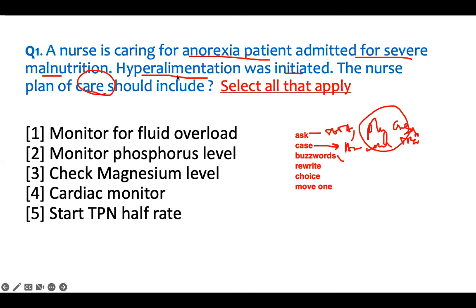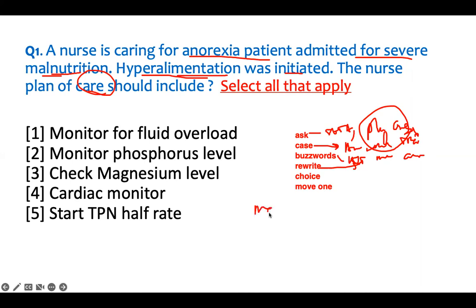Buzzwords, hyperalimentation on a malnourished patient, what do you worry about? Those are the buzzwords. Hyperalimentation, malnourished patient, and what do you worry about? That's the plan of care. And that's how you can rewrite it. So make a choice. So you decide. The patient coming in is malnourished. It's going to be started on nutrition, hyperalimentation. And then what are the things you should worry about? Something should be ringing in your ear.